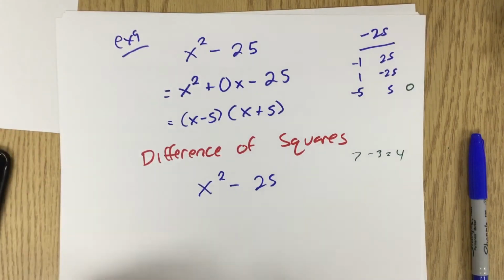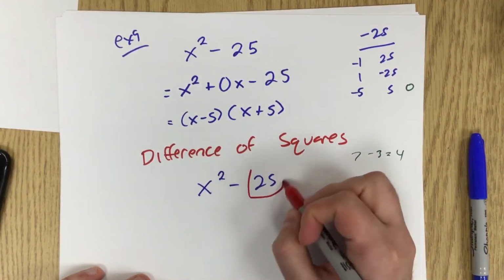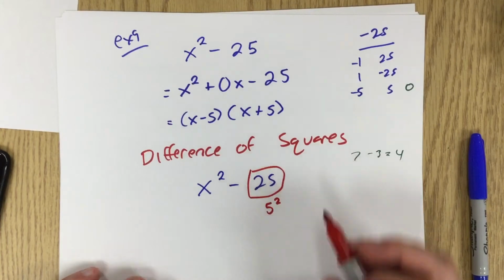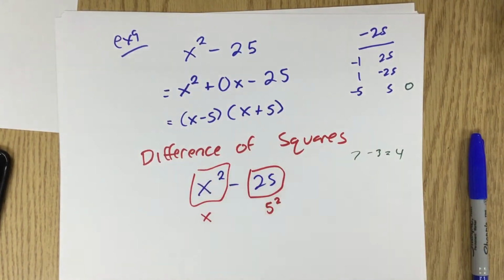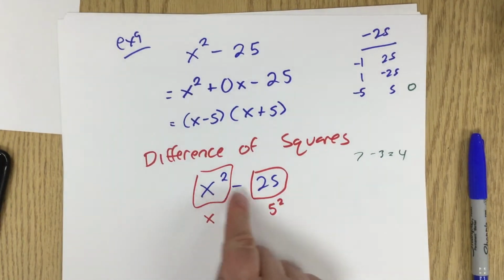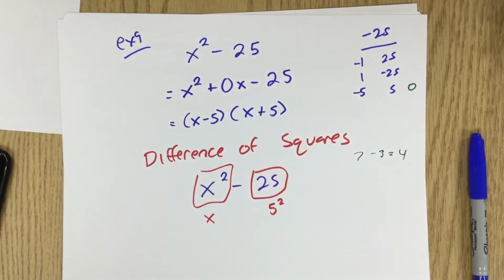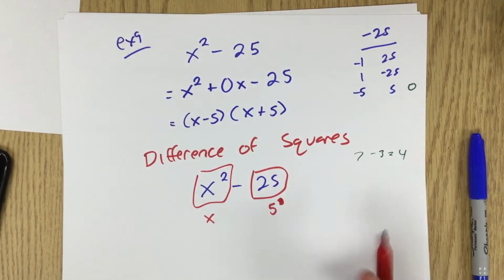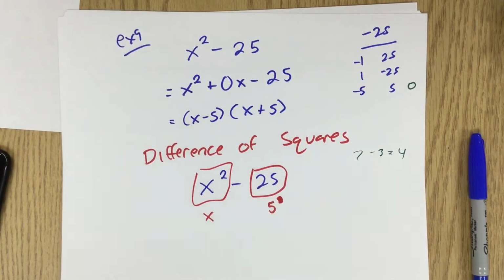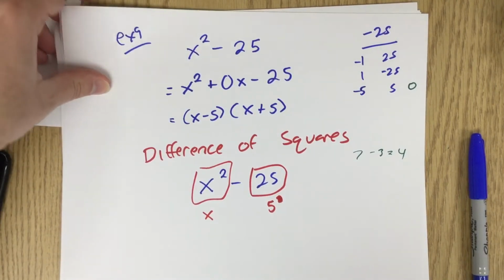So for a difference of squares, this is a perfect square. This is 5 squared. This is a perfect square. It's x squared. So it's the difference, the subtraction between two perfect squares. And it factors into this plus this, this minus this. And that's going to be true for anything that's of that format. That's a difference of squares.